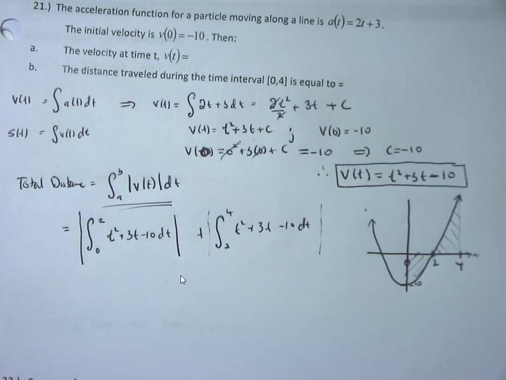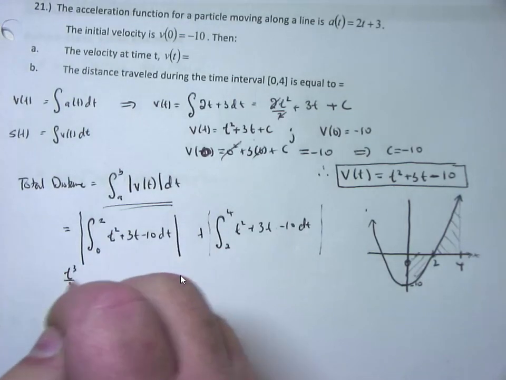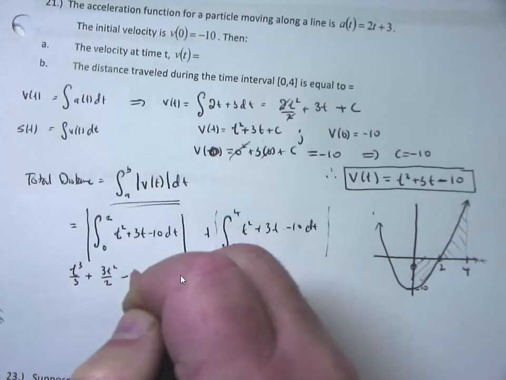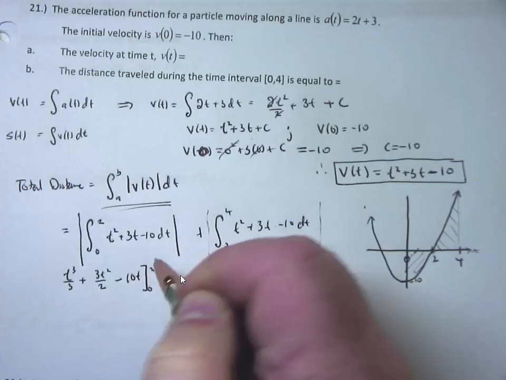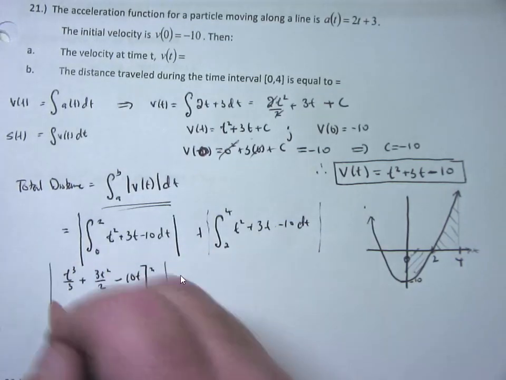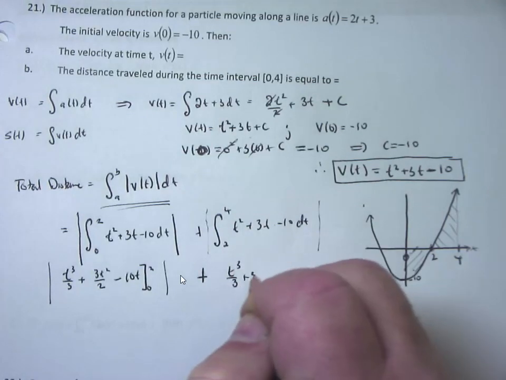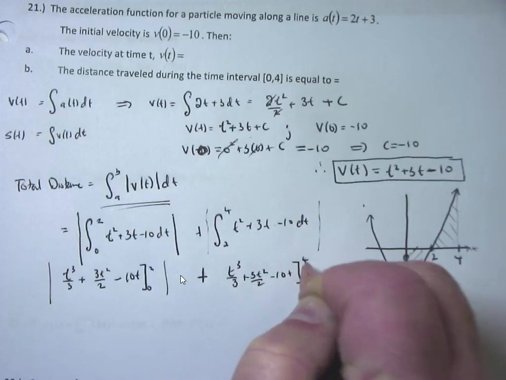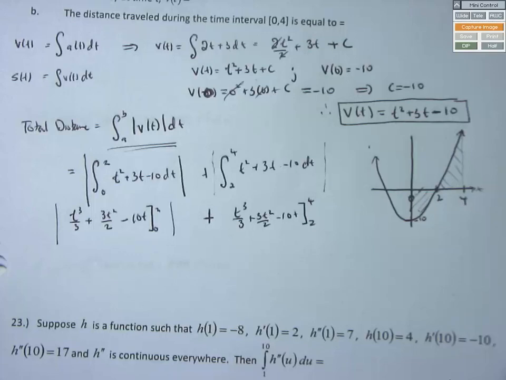So here we go. Integrating this guy here, no problems. Integral of t squared is t cubed over 3, plus integral of 3t is 3t squared over 2. Integral of minus 10 is minus 10t, evaluated from 0 to 2. And remember, it's going to be absolute value, plus, I integrate the same function again, t cubed over 3 plus 3t squared over 2 minus 10t, evaluated from 2 to 4. Fundamental theorem of calculus: you plug in top minus plug in bottom.